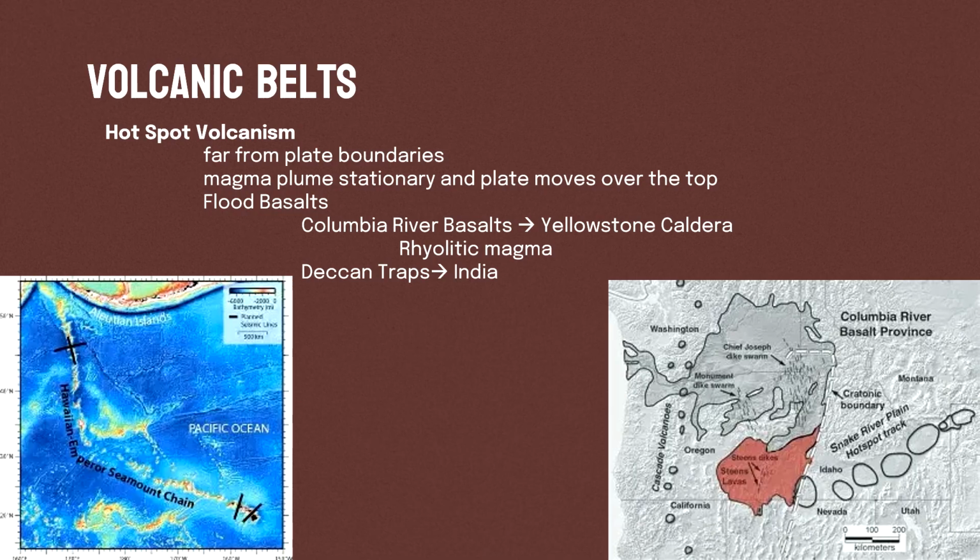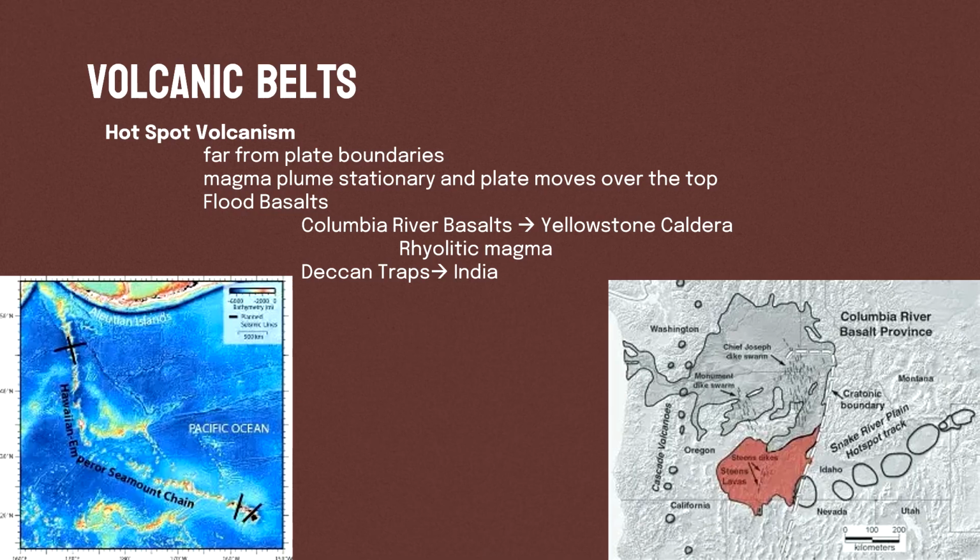So these hotspot volcanoes often create flood basalts, and two examples of flood basalts are the Columbia River basalts, which are actually in the United States, which is connected to the Yellowstone caldera. This map down on the bottom right, the little circular things that are going to the top right, Snake River Plain hotspot, that is the Yellowstone caldera. And then the Yellowstone caldera is thought to have produced the Columbia River basalts long, long ago.